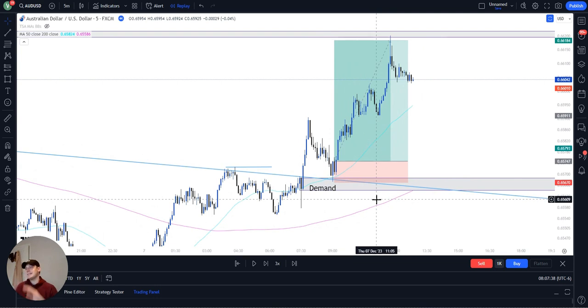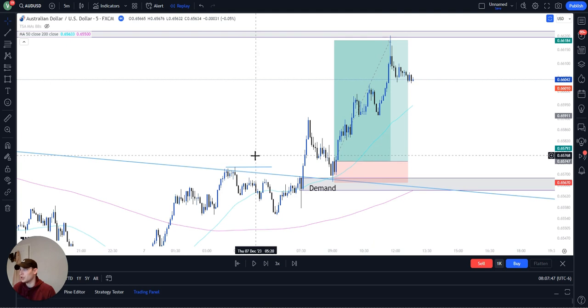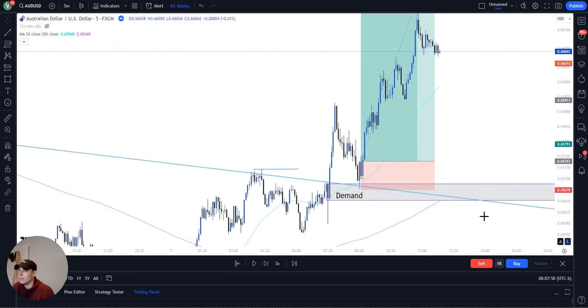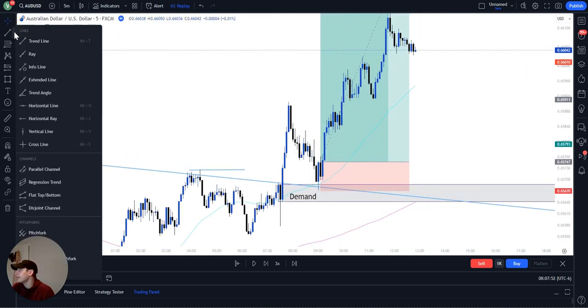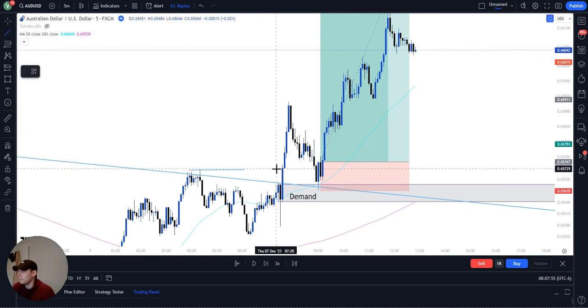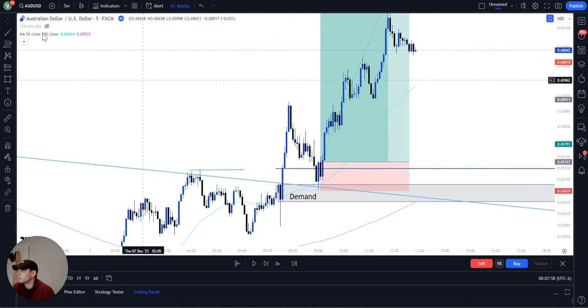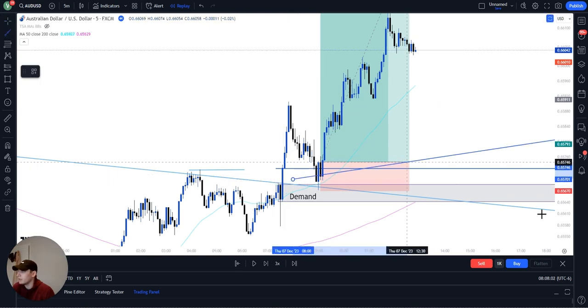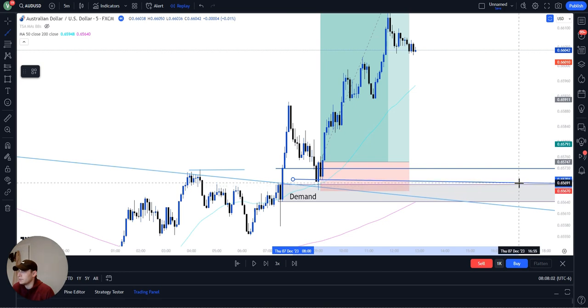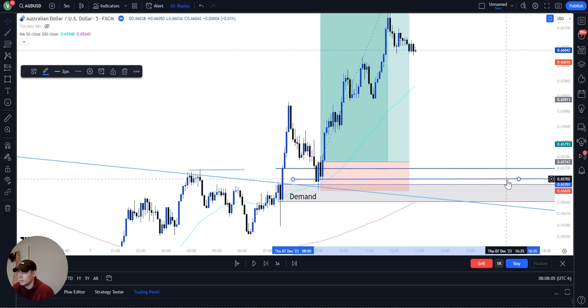This is like a textbook A+ setup because you have a trend line. You have the 50 moving average. You have a beautiful demand zone with a break of structure. You also have, which I didn't even label here, a gap, which some will call a fair value gap, whatever you want to call it. You have a gap right here. Whoa, that line's not supposed to be there. Let me move it real quick.